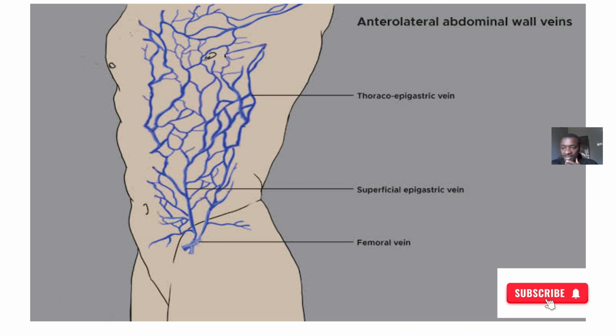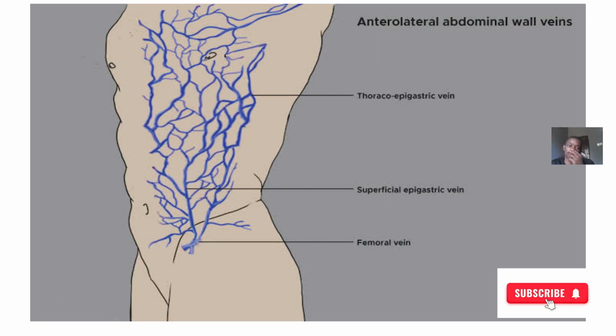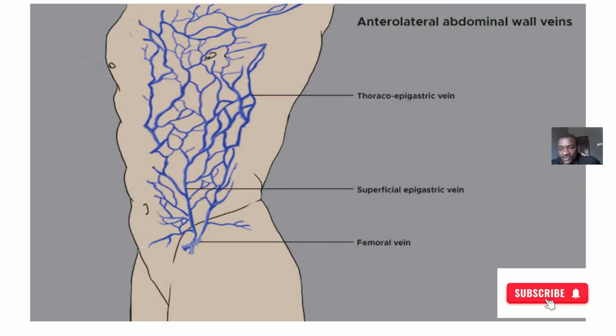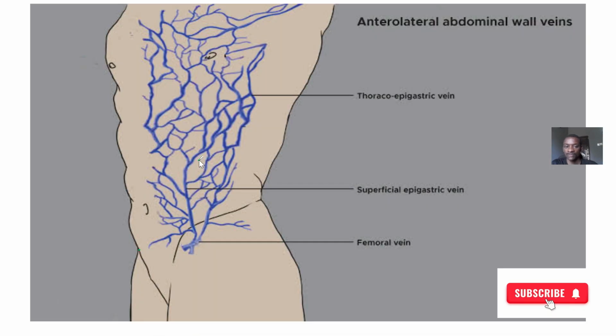Now let's talk about yet another very important vein in the lower limb going towards the abdomen, and this is what is known as the superficial epigastric vein. So the anatomy of this vein, let's quickly look at this. Well, here is the what? Superficial epigastric artery. So definitely you know that the vein runs alongside the artery.